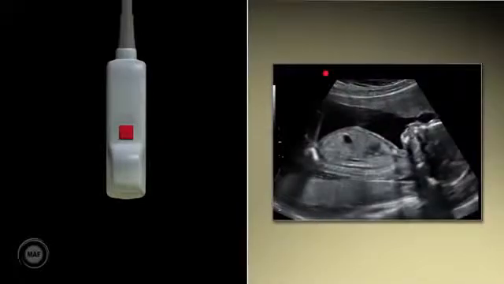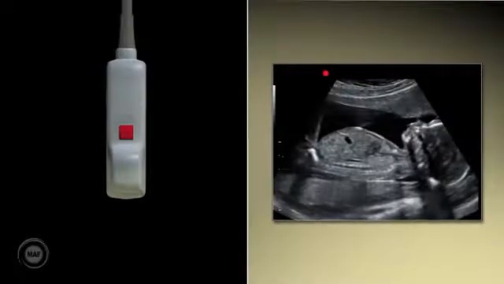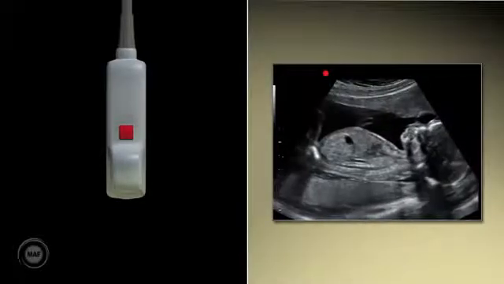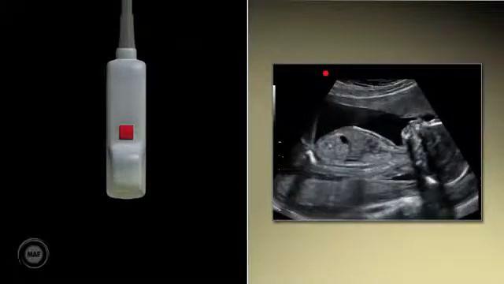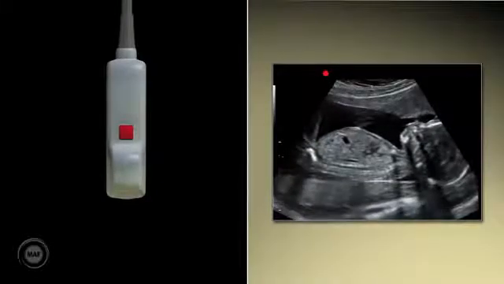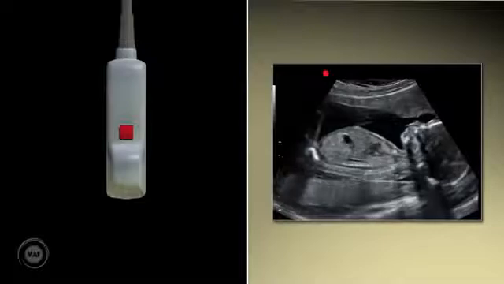Probe orientation. There is a marker or a dot located on the ultrasound probe, and it is always represented on the screen in the same place, usually the top left-hand corner. This dot is crucial when working out the orientation of the organ or the fetus and when interpreting the corresponding image on screen.